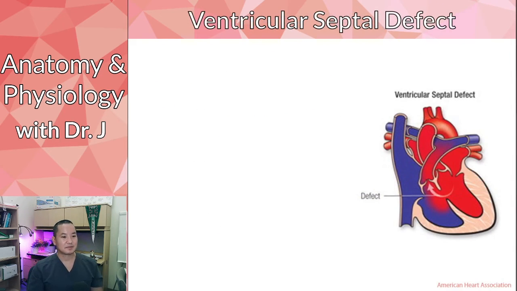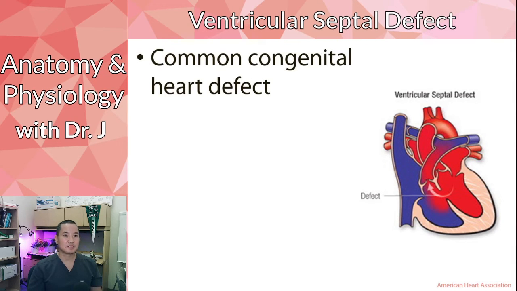So the thing is, what if you have a defect? What if you have a little hole or some sort of opening in your ventricular septum? And actually, this is not super common, but it's not unheard of to see this kind of congenital heart defect. So that means this is before birth. You have this hole in the heart. But what happens if this goes untreated?